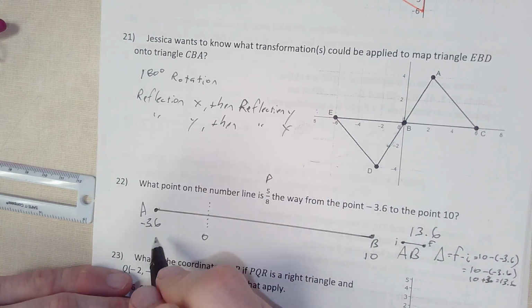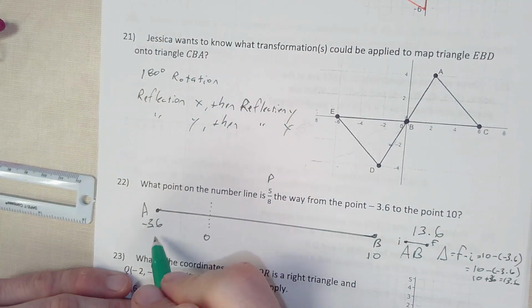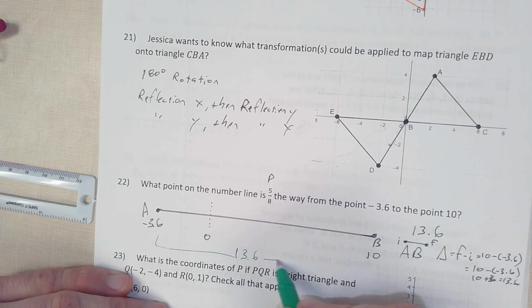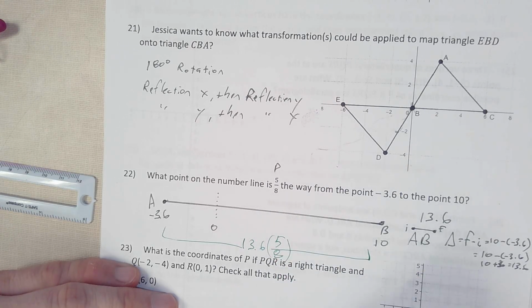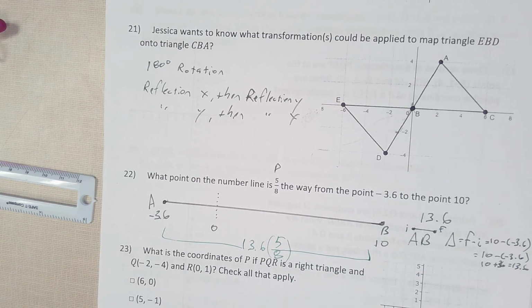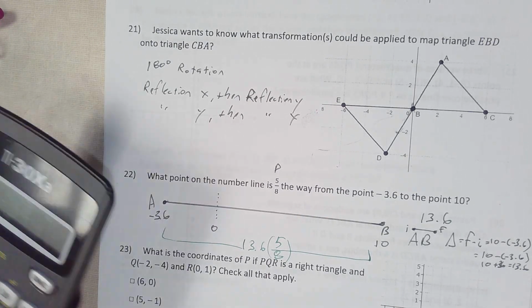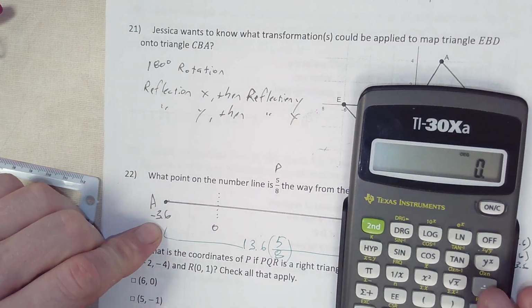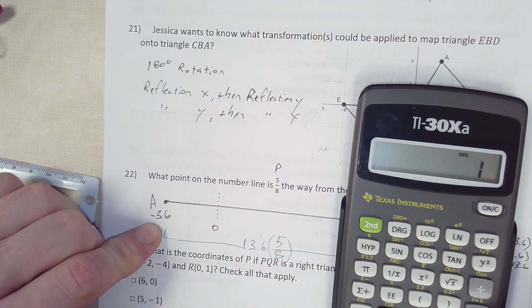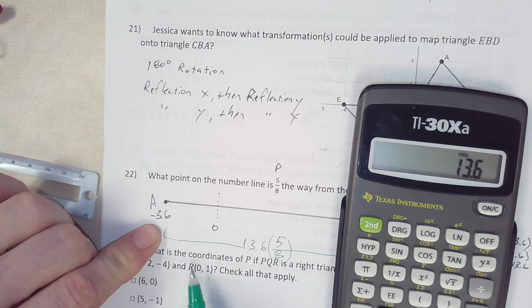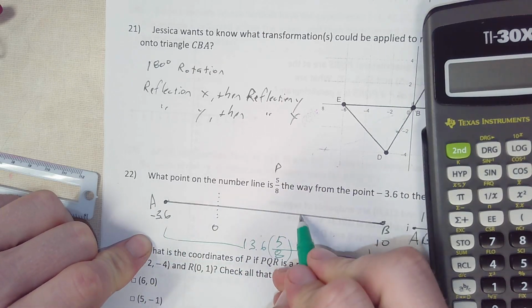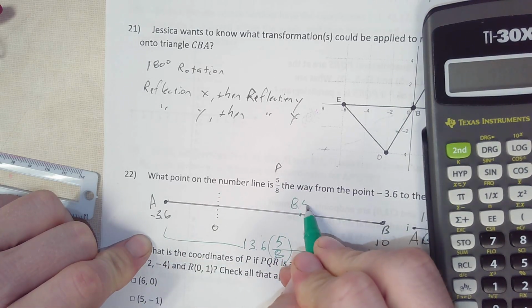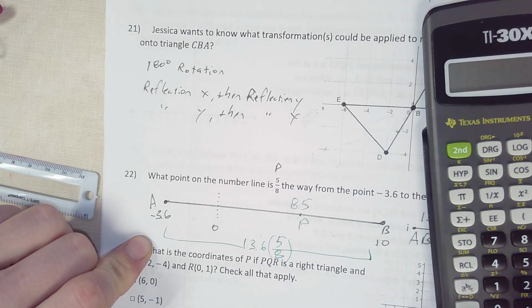Either way, this whole thing is 13.6, and we're trying to figure out what 5/8 of the way of that is. So we take a calculator, which I have way over here, and take 5/8 of 13.6. Whenever you say "of" in a calculation, it's times. And so that is 8.5. So this is 8.5, and this is point P. All right, so that's how that whole thing works.